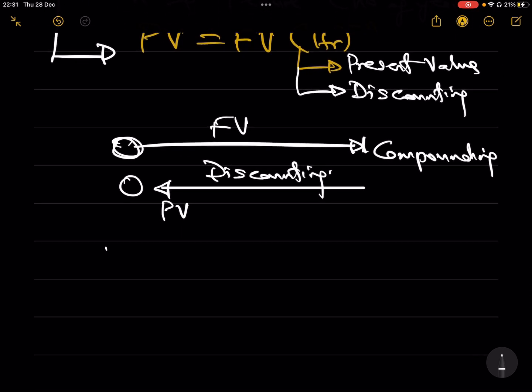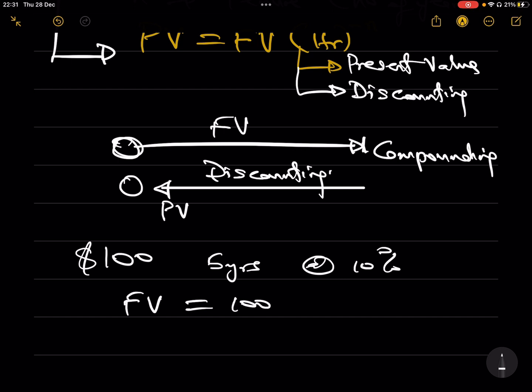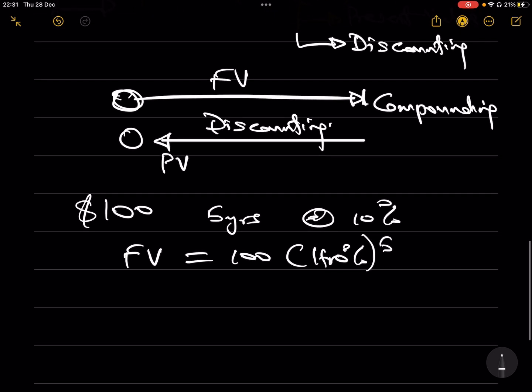So if you compound $100 over 5 years at say 10%, that means the future value will be equals to 100 into bracket 1 plus 10% raised to power 5 because n is 5. And that will be equals to, if you use your formula, 1.1 raised to power 5.